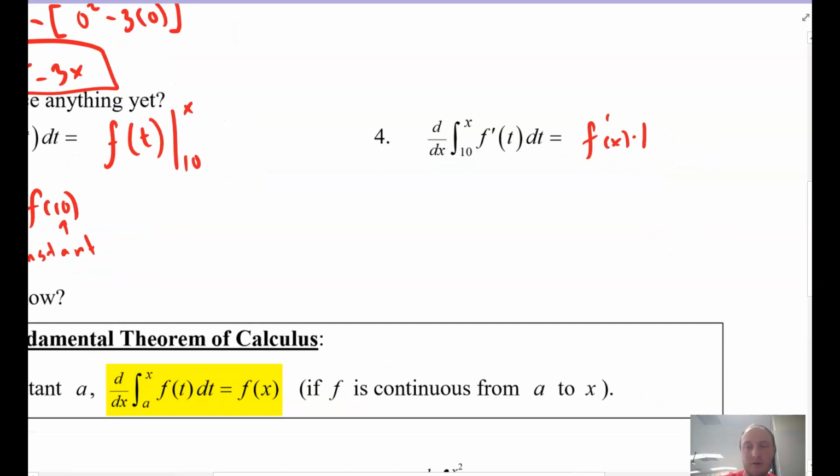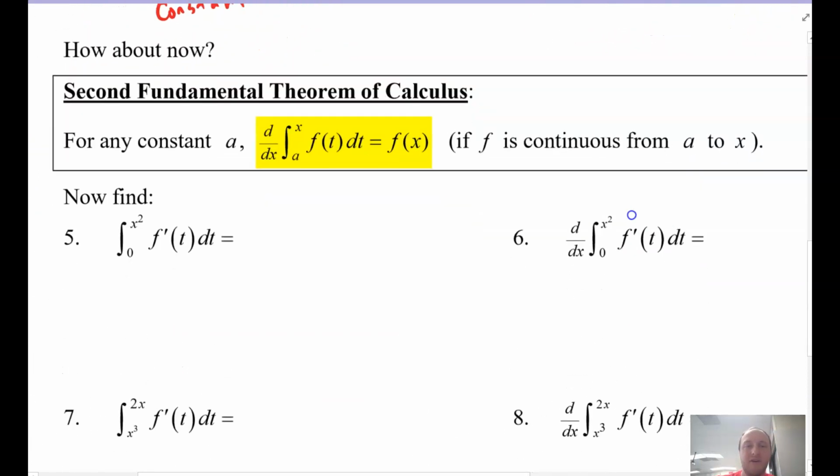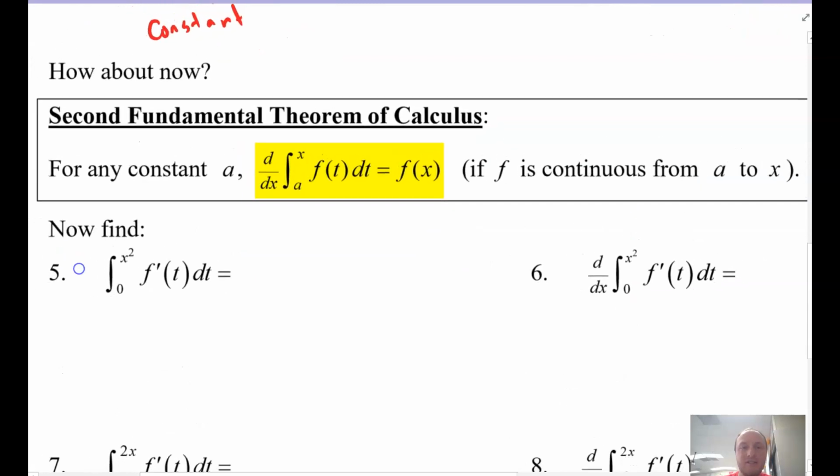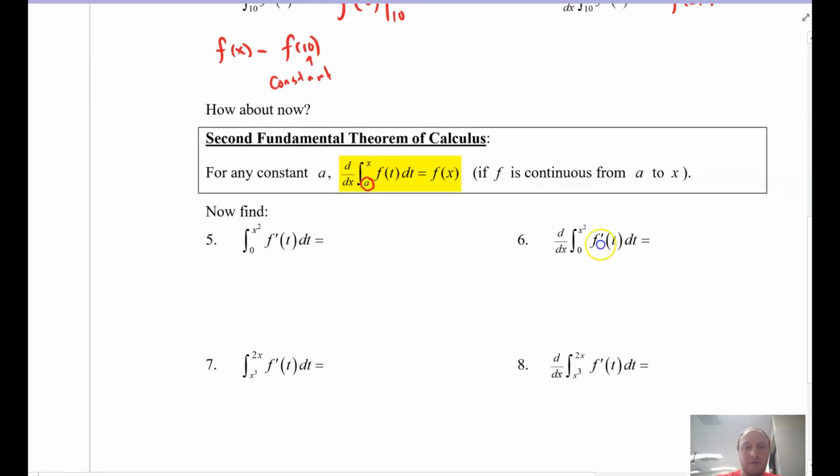Okay? So here is the second fundamental theorem of calculus. It says for any constant a, the derivative of the integral from a to x of f of t dt is equal to f of x. So when you start out with a constant, this is important, and you integrate to x, the derivative of the integral is just going to be f of x. All right? Okay, so fair enough.